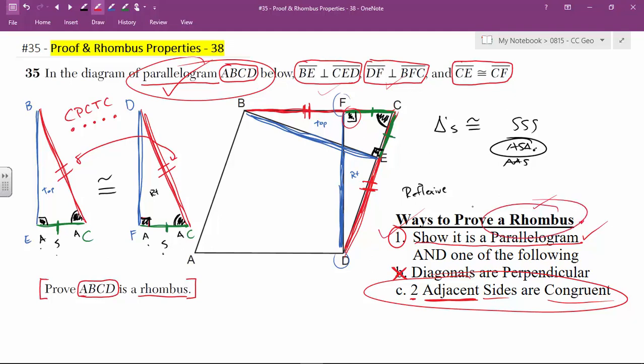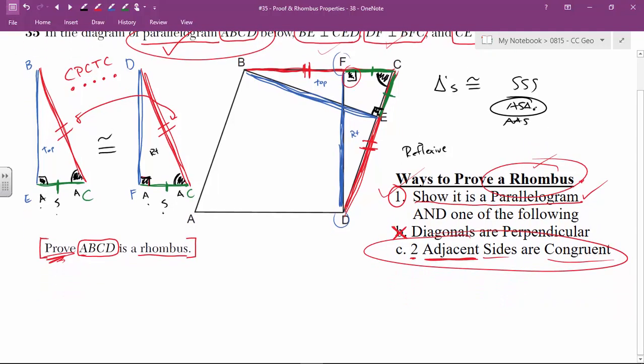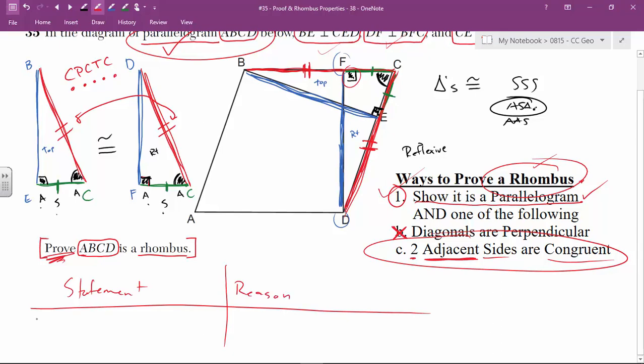So we've kind of walked through how to do this. We know how to solve it. Now we actually got to write it up. We got to prove it. That's why I'm saying this is kind of involved. So let's go ahead and make our statement reason. Statement, reason. And with all of these proofs, you're going to list all of the givens.